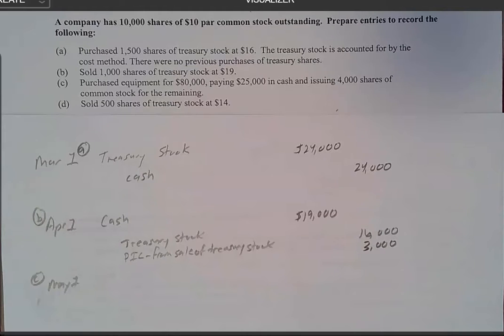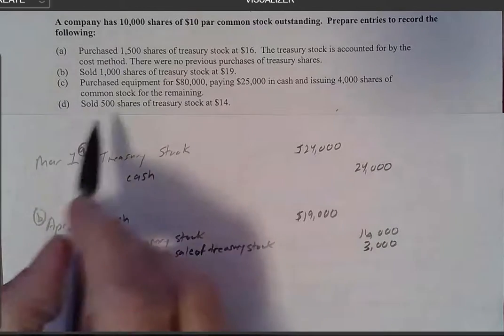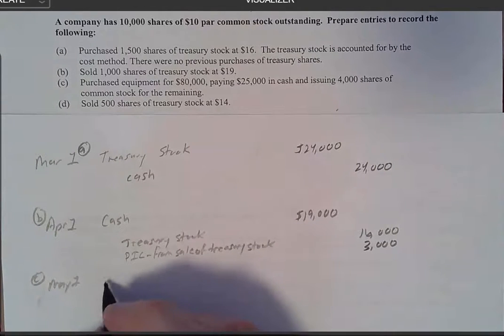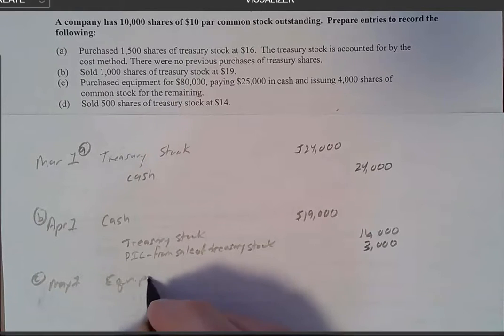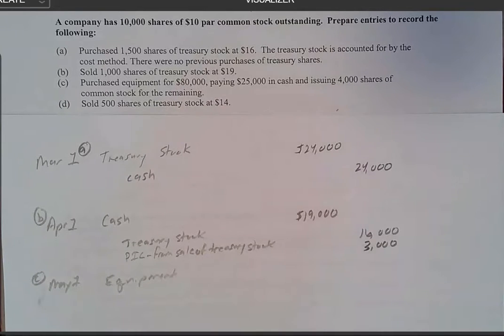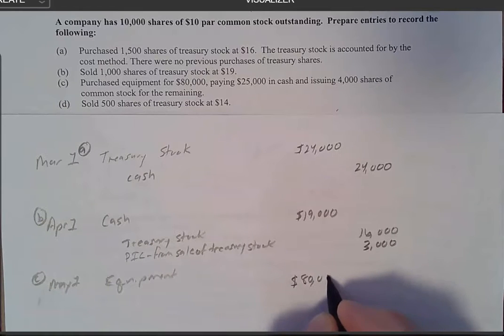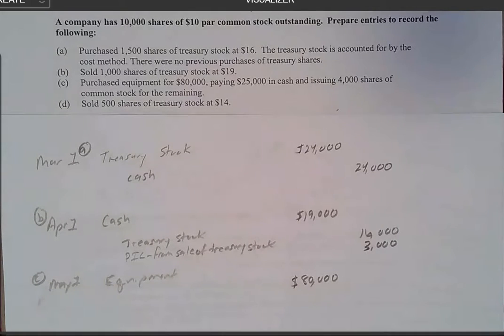So this is gonna throw us for a loop here if we're not careful. So let's just see what went up. Well, it looks to me like we've got some equipment. We've got an asset. So the first thing is we're going to need to debit equipment for $80,000. Now that's pretty simple.